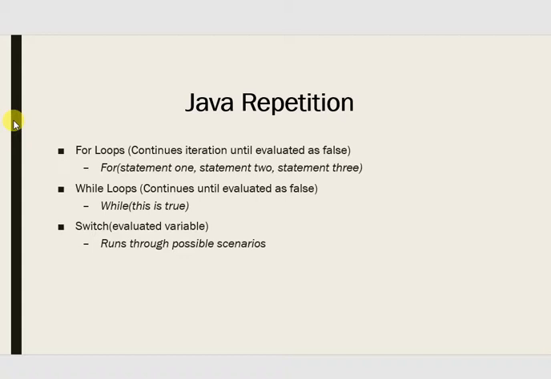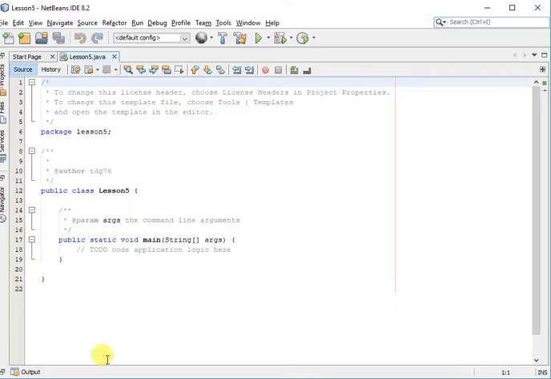So the for loop has 3 statements, and it continues to iterate until the middle statement is evaluated as false. The initial statement 1 is run when the for loop is started, and the last statement is run at the end of every for loop cycle. The while loop will continue to iterate until the statement in the while is evaluated as false. And the switch will evaluate a variable based on different cases that are declared in the switch. It also has a default case in case none of them match. So let's go ahead and create an application using these loops.